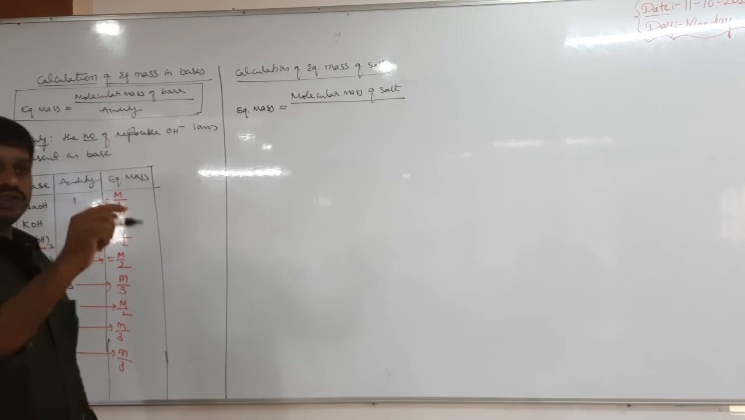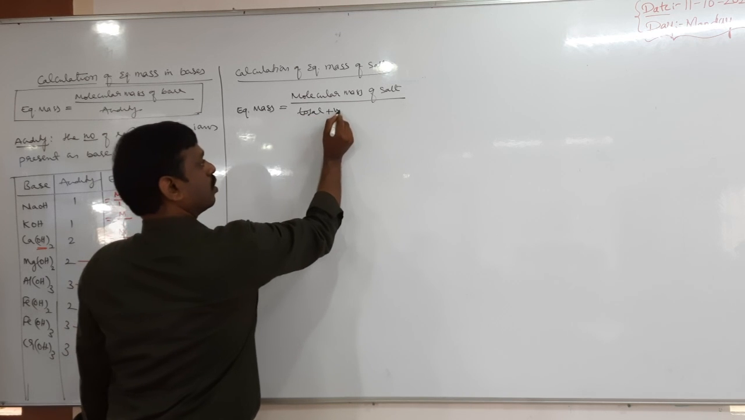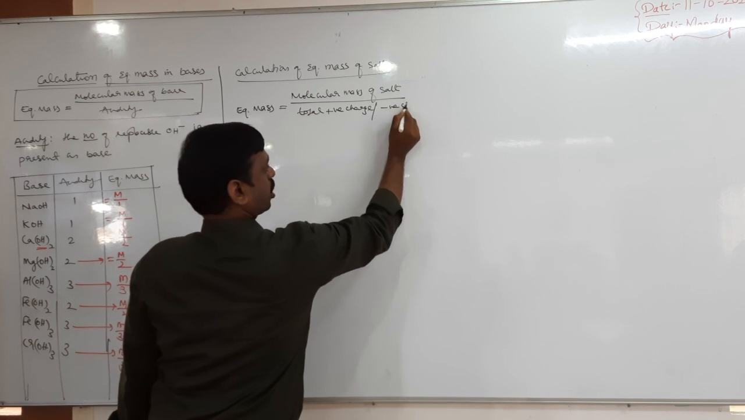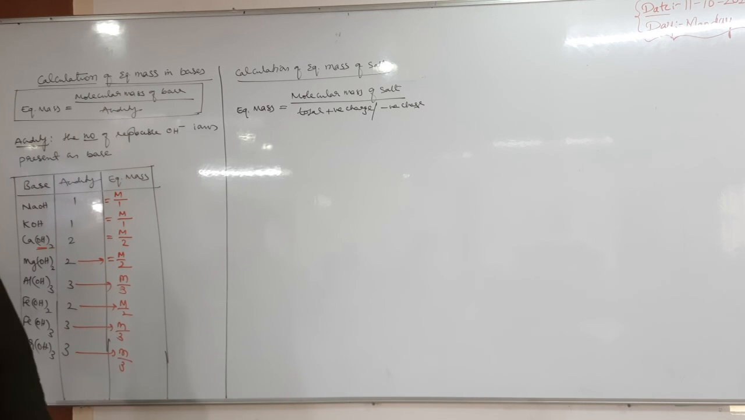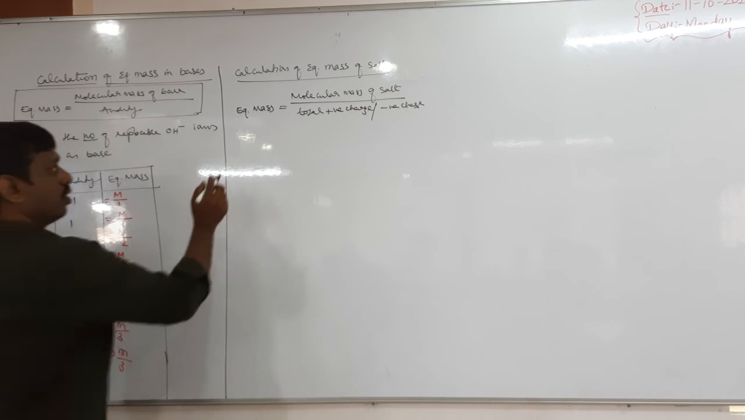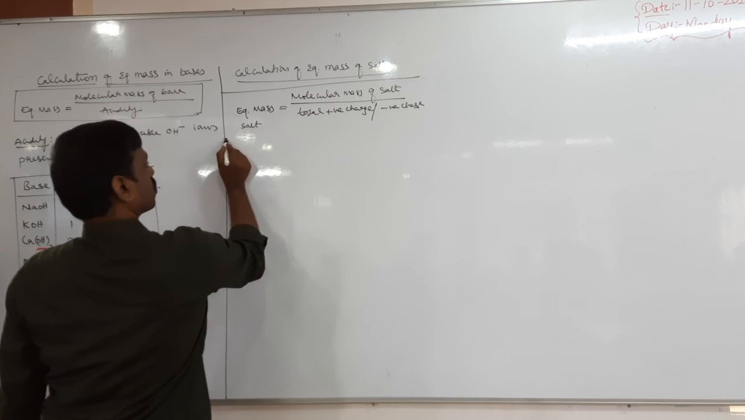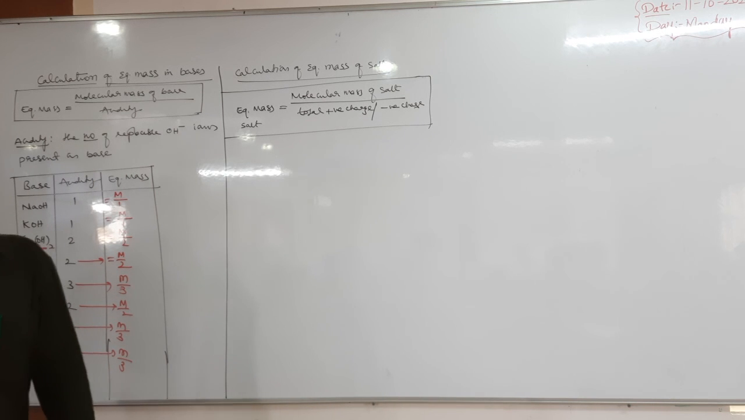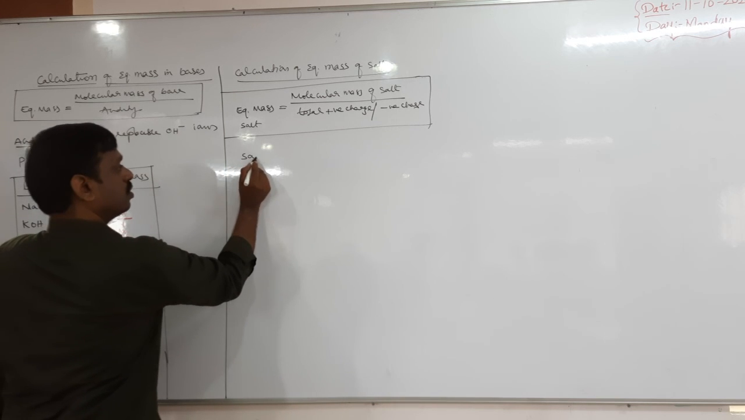So you should not take both positive and negative. You can take either total positive charge or total negative charge, because positive charge equals negative charge. In a neutral salt, positive charge must always equal negative charge. So equivalent mass of salt is equal to molecular mass by either total positive charge or total negative charge.